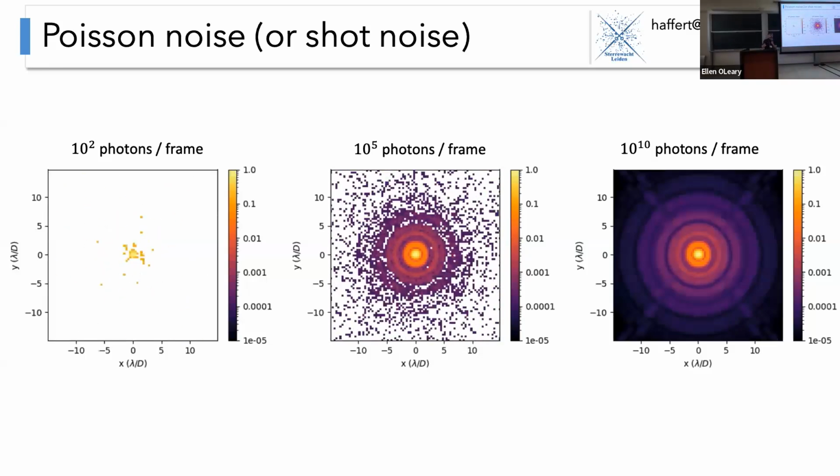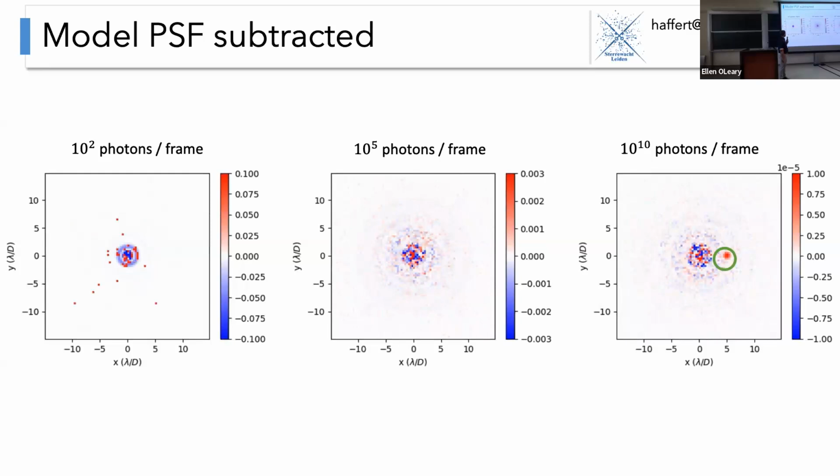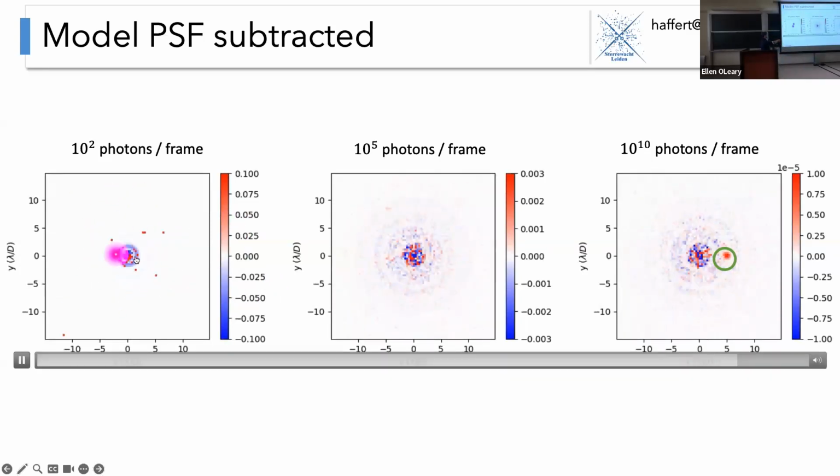So if we subtract the perfect PSF again, as I did in the beginning, to get rid of starlight, we actually see something like this, where on the left, it's barely subtracting anything because we get single photons. In the middle, it's already a little bit better, but there's still a lot of noise. And on the right, we can actually see a planet.